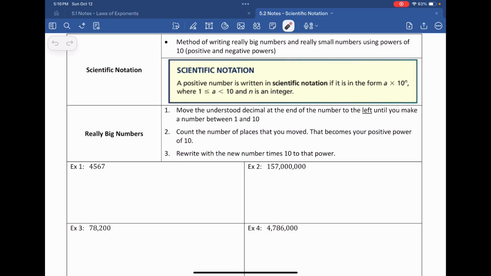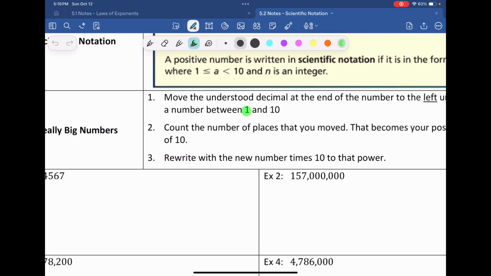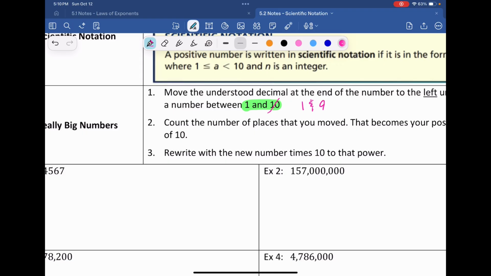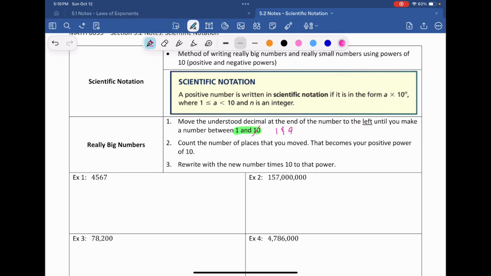But the key that you have to watch out for is that you move the decimal to the left or to the right, depending on what you're doing, until you have a number between 1 and 10. Okay, 10 is not included. So really it's between 1 and 9. Count the number of places that you moved. If you move to the left, you have a positive power of 10.